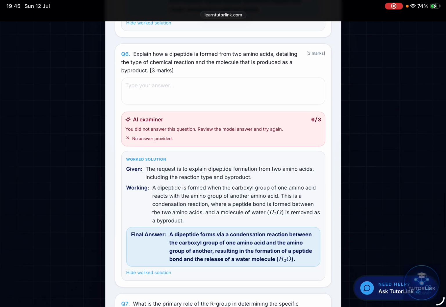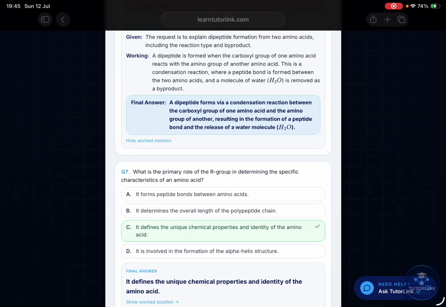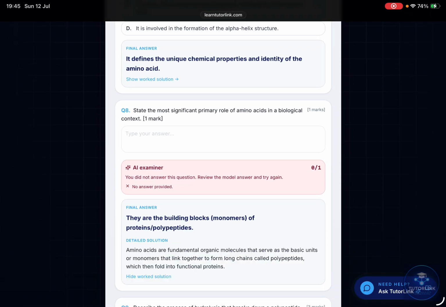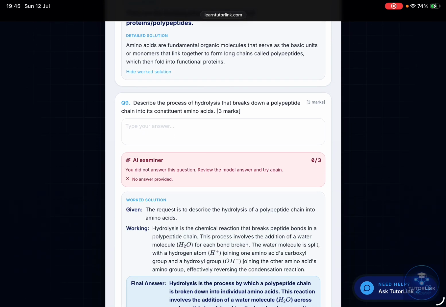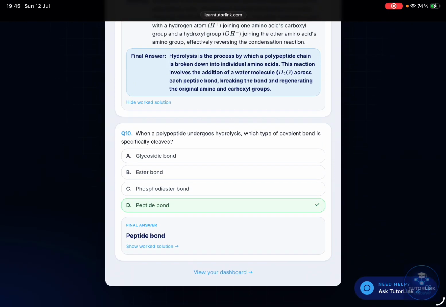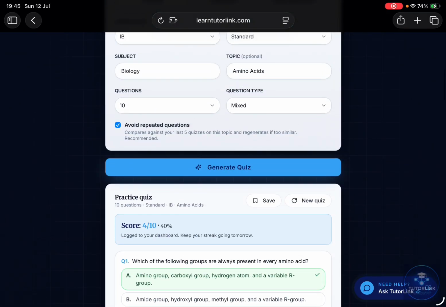Over here, the same reaction we described, the condensation reaction. Here we said they're the building blocks of proteins. This is the process of hydrolysis. And so that's it for the amino acids.